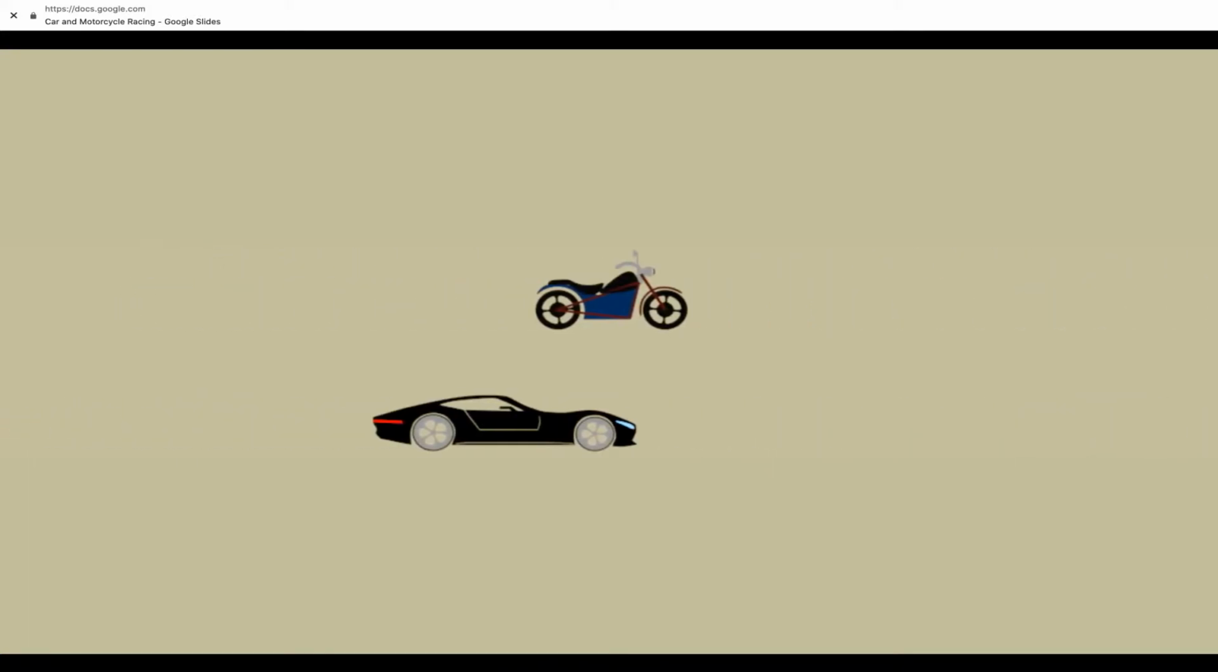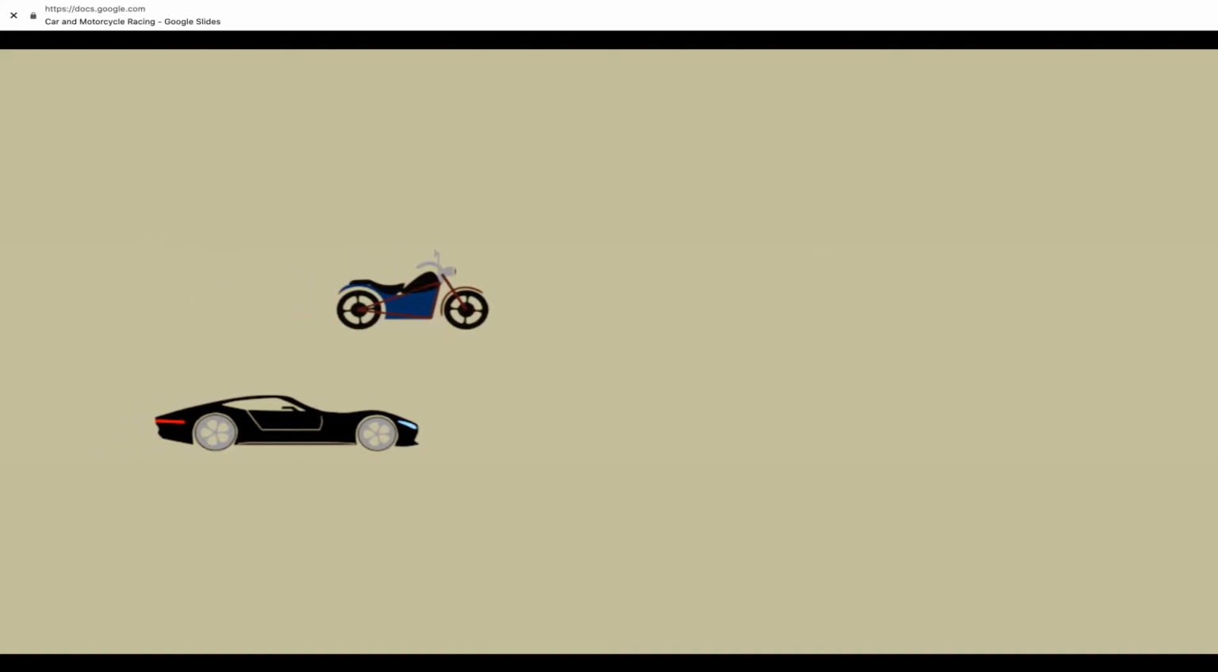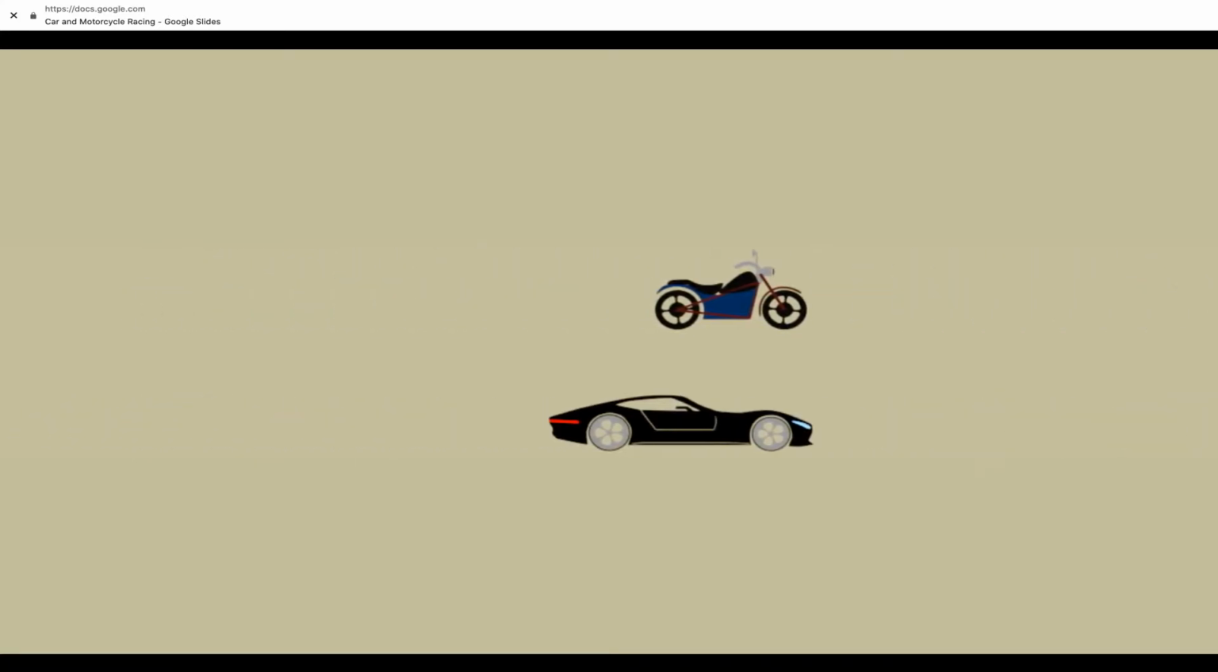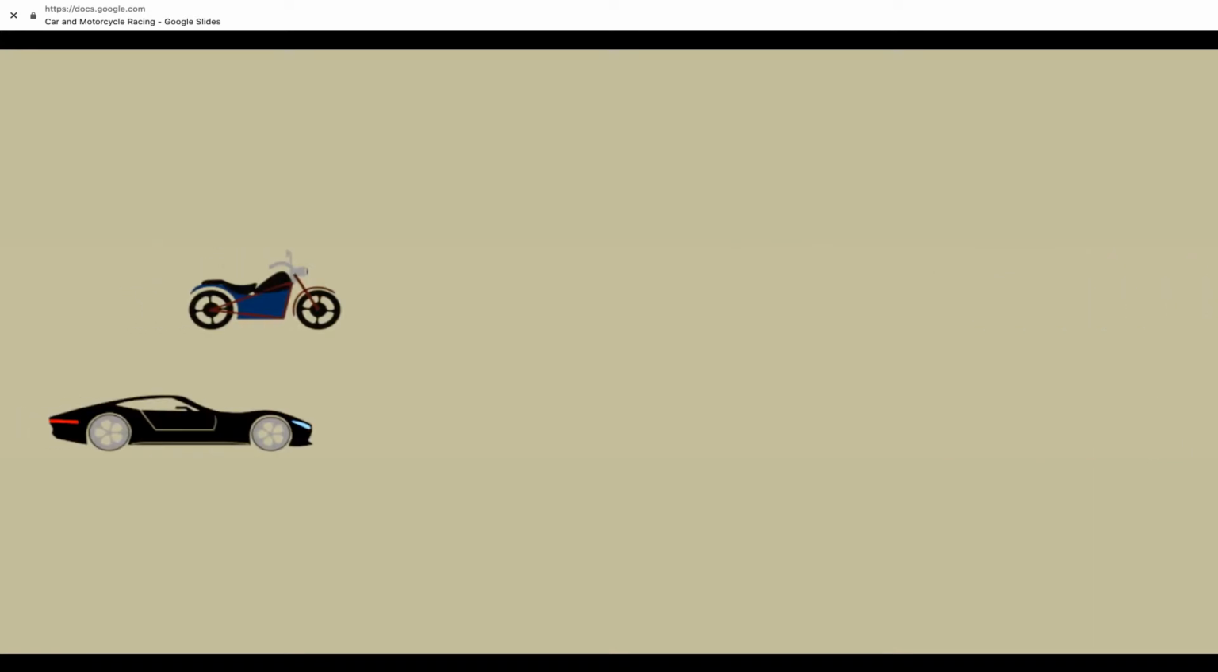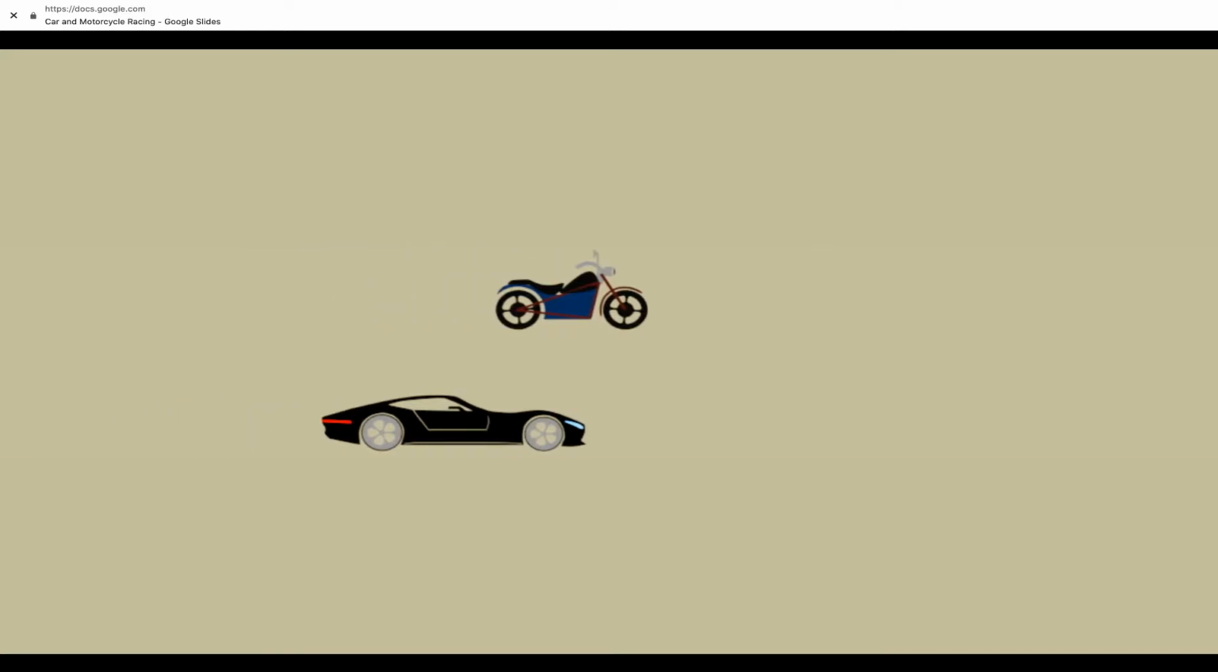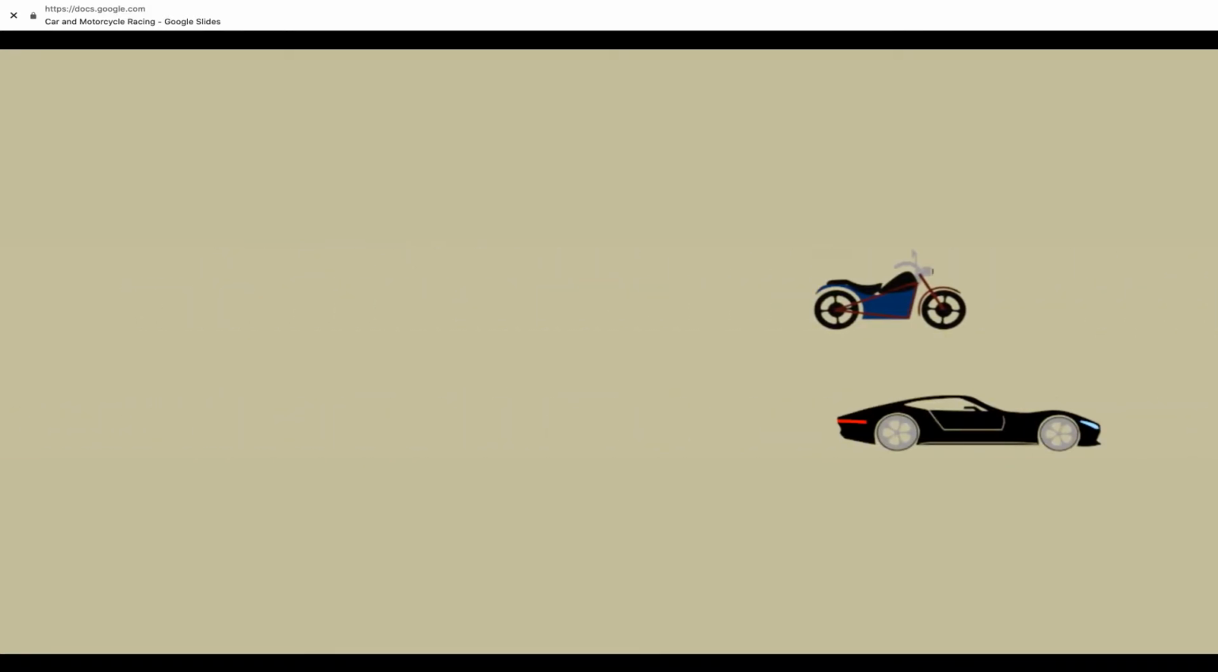Okay, so our problem here: we have two vehicles, a motorcycle and a car, and both are racing, right? We are given some initial conditions. We're going to go into more details later, but for now, I just want to paint the main picture of what's going on here.